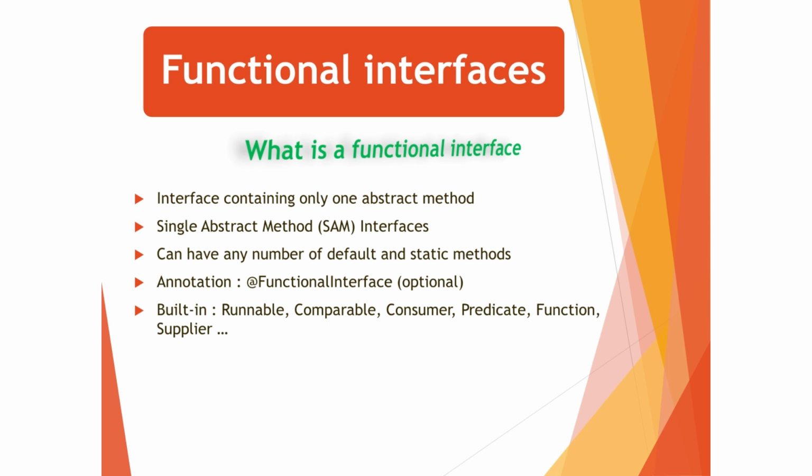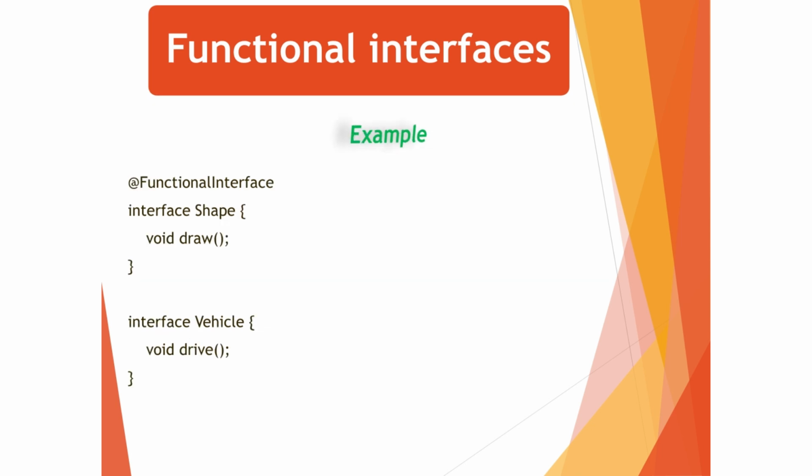In a functional interface, you can have any number of default and static methods in addition to the single abstract method. These default and static methods are allowed because they have an implementation and don't affect the functional nature of the interface. I have shown here some of the built-in functional interfaces introduced in Java 8. Some of these interfaces are Runnable, Comparable, Consumer, Predicate, Function, and Supplier.